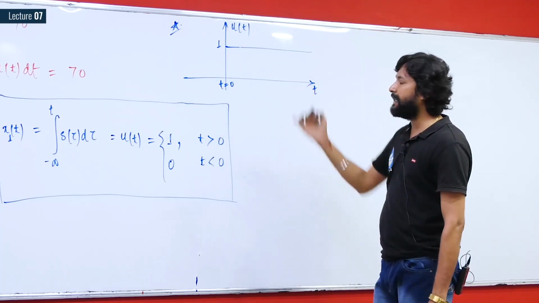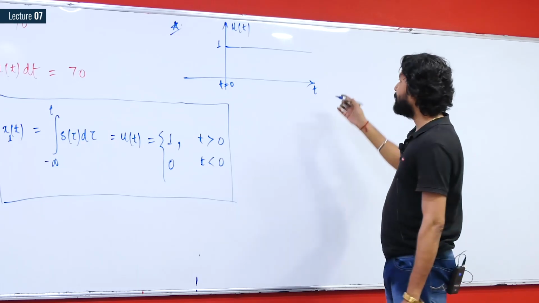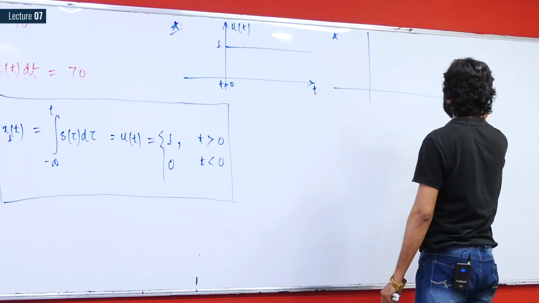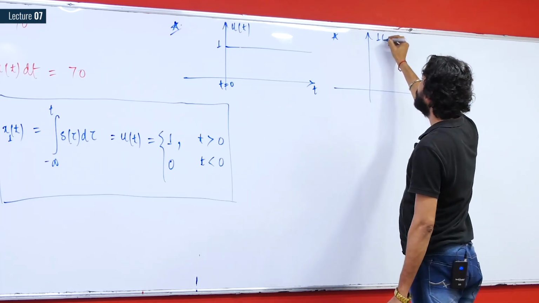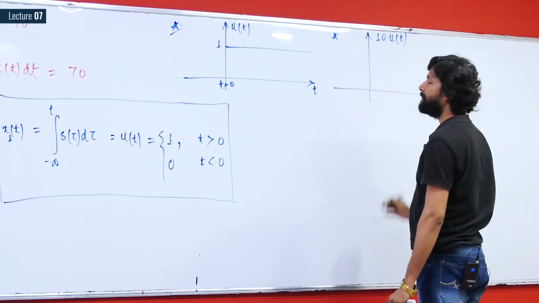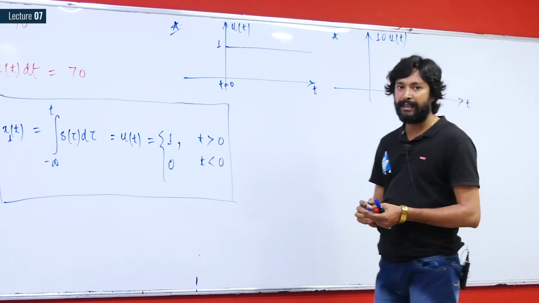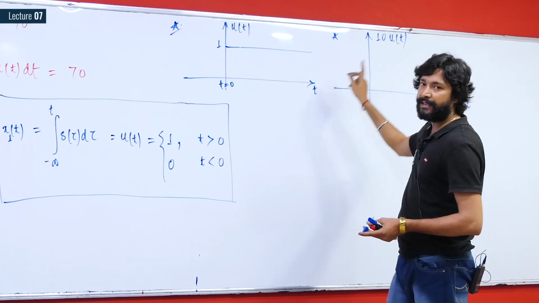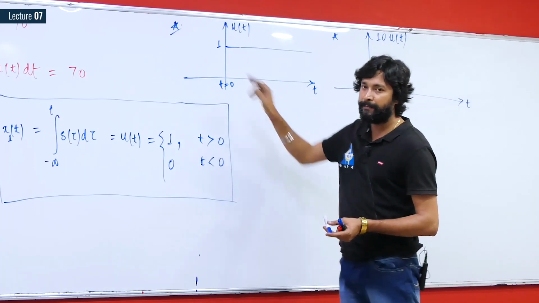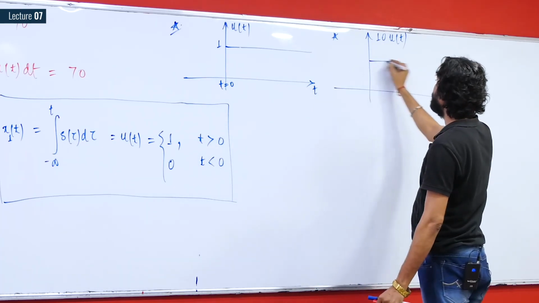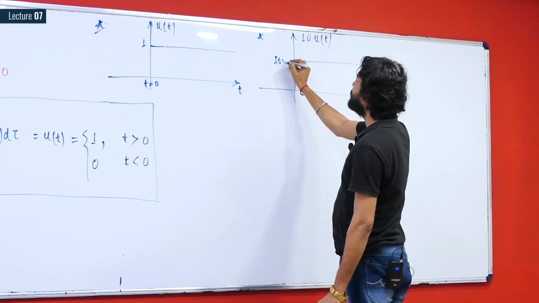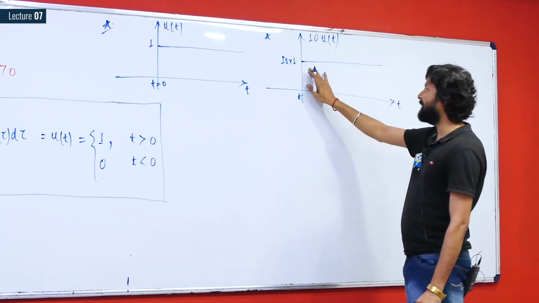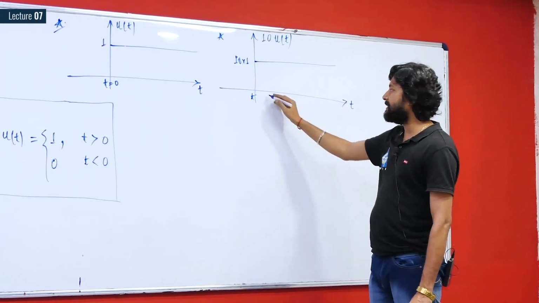Now if you are going to amplitude scale this signal, what will be the plot of 10 u(t) with respect to t? You are just going to multiply the amplitude by the scaling factor 10. So earlier it had a value of plus 1, so now 10 u(t) will have value 10 into 1, that is equal to 10, for time t greater than 0. So it will have value 10 for t greater than 0.